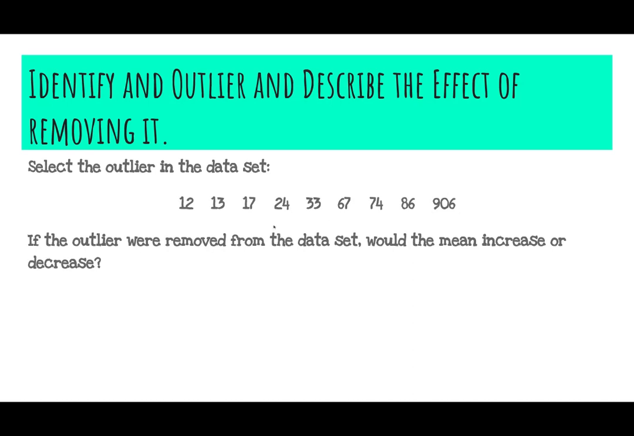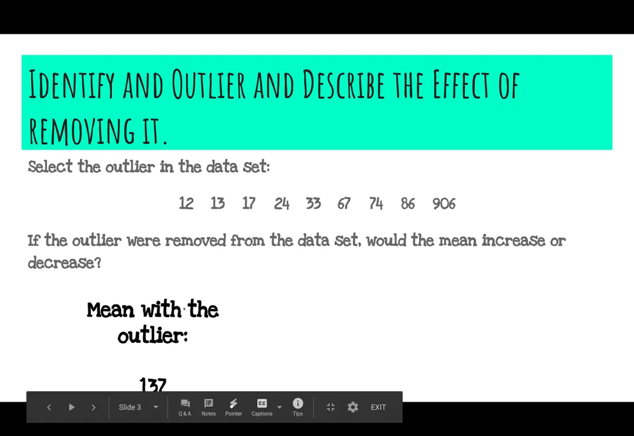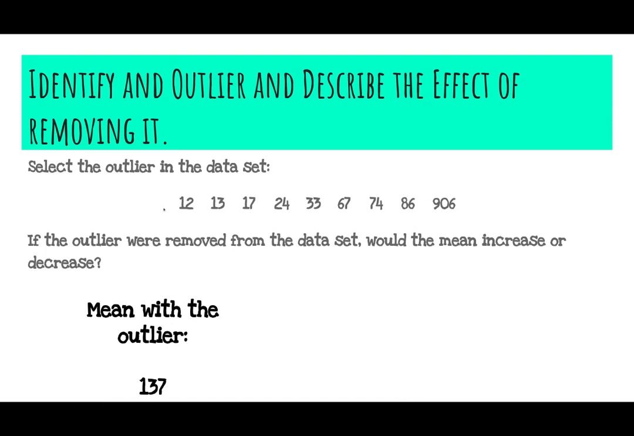Well, the first thing I need to do is find the mean of the data given. So what I'm going to do is, remember, you add them all together and then divide by how many are in the set. I would go ahead and get 137. So that means the average person has 137 t-shirts. But looking at this data, that's definitely not correct.